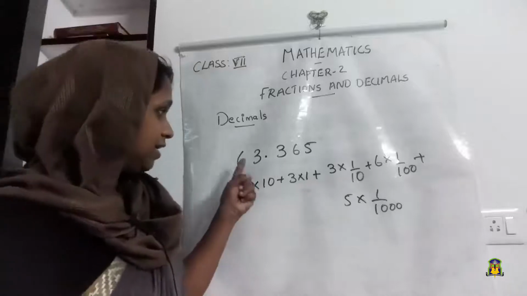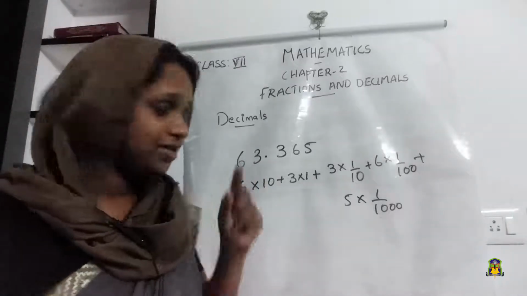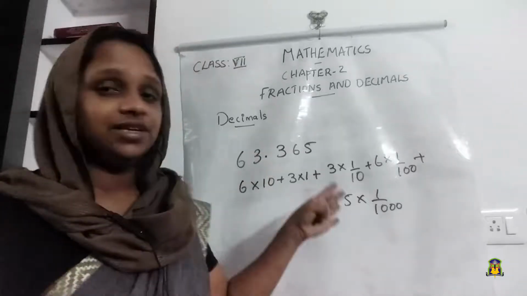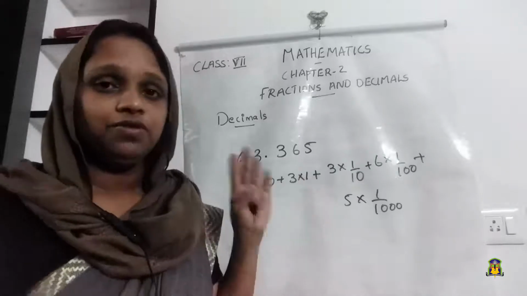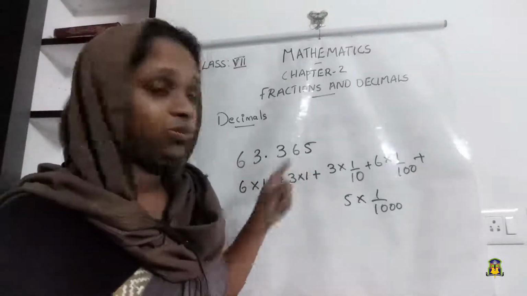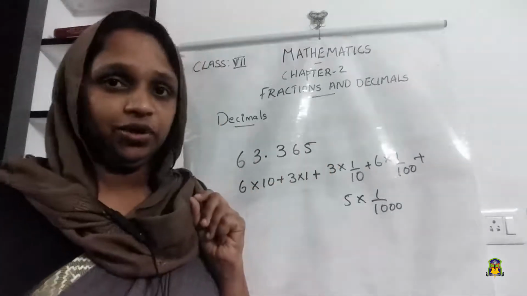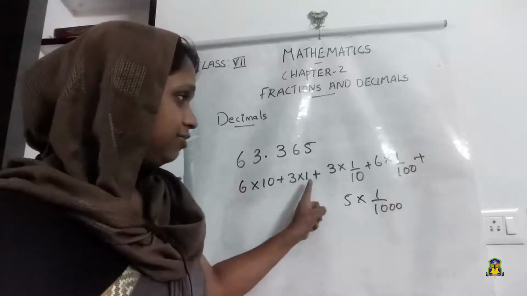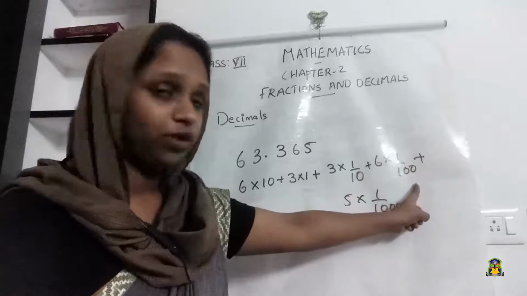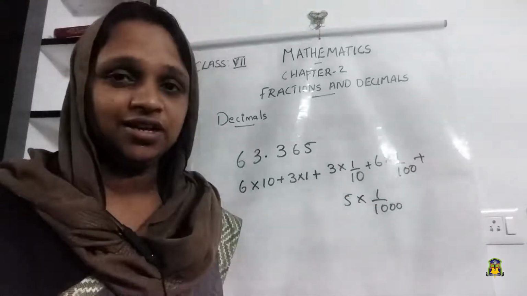So how do we write this? Before the point, the first place is what? Ones, then comes tens, that we already know. But after the decimal the first place is what? Tenth. Then comes hundredth, then comes thousandth. So 6 into 10 plus 3 into 1 plus 3 into 1 by 10 plus 6 into 1 by 100 plus 5 into 1 by 1000.